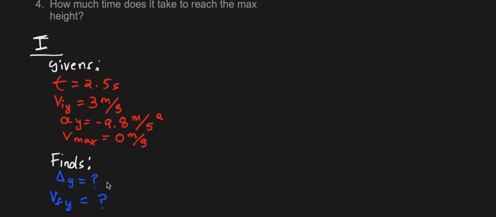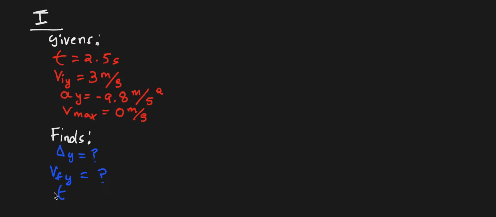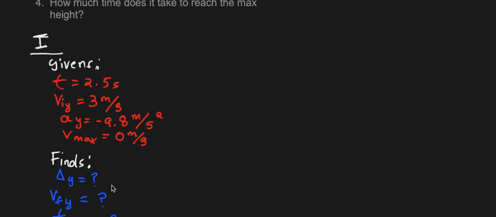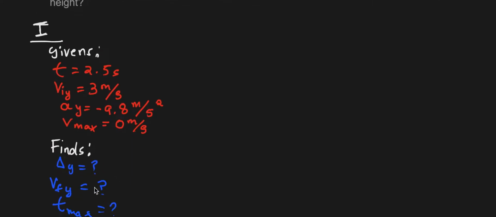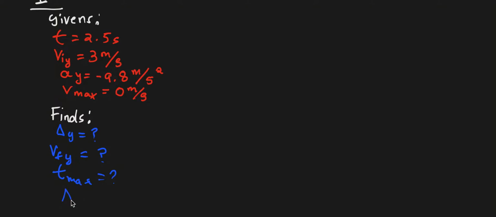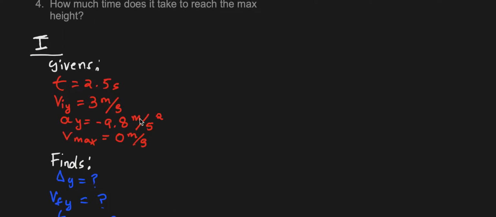These are the finds. Well, we have the t_max, right? That's the time it takes to reach the maximum height. That also we don't know, and we also have the maximum height. So we'll just write that as delta y max is equal to question mark. So quite a lot of givens and quite a lot of finds. Let's go to the diagram step.